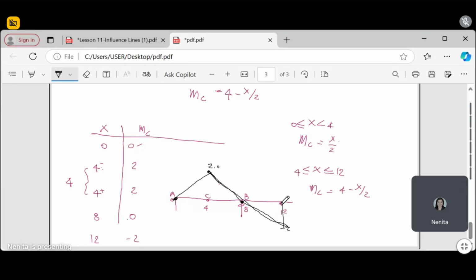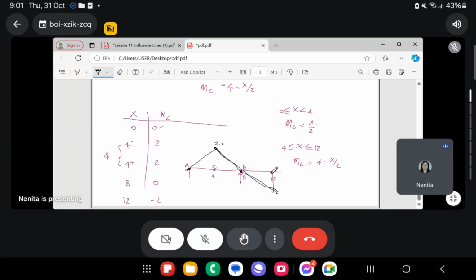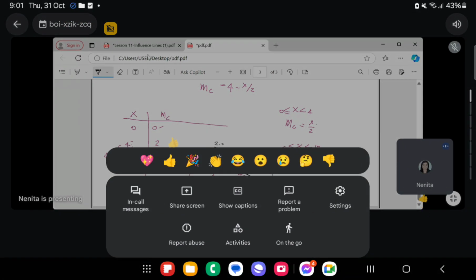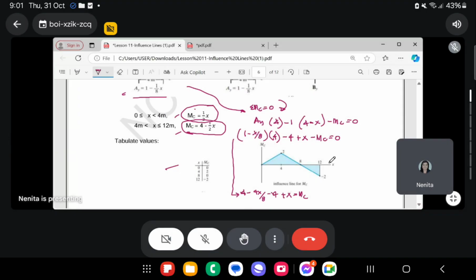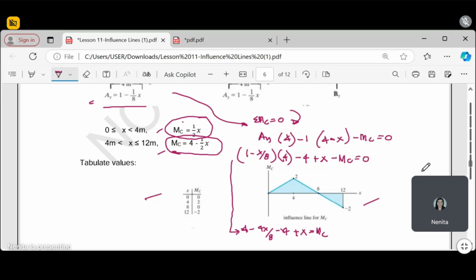Class, did you understand the lesson? Yes, ma'am. Okay, good. This is our influence line diagram for moment at point C. We just label it IL for MC. We can also write its equation to make it easier to understand. Okay.